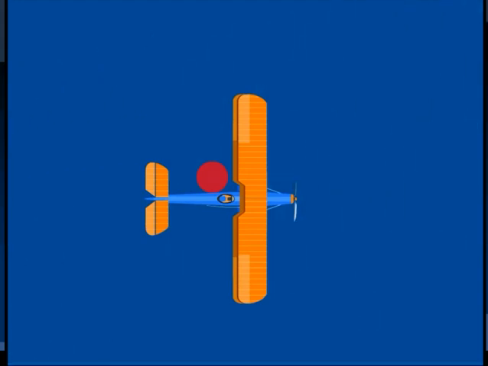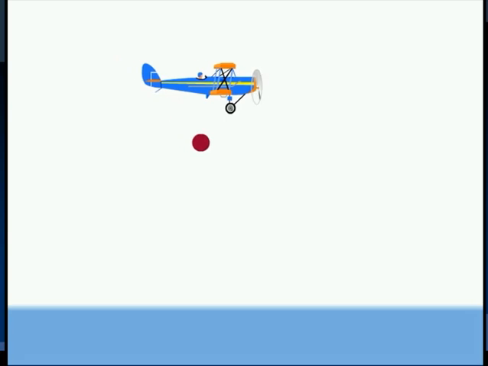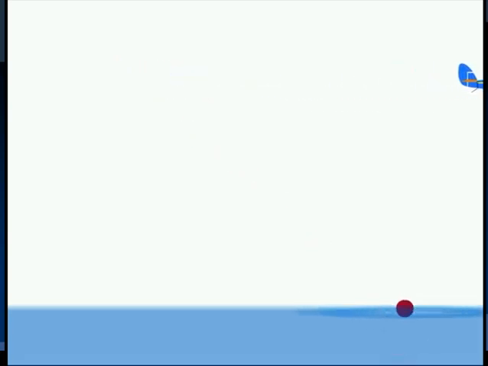The red dot in this picture is a stunt dummy dropped from the plane. From an observer in the frame of reference of the moving plane, the dummy appears to drop straight down and splash in the water. And from an observer in a stationary frame of reference on the ground, the dummy appears to fall in a curved path.